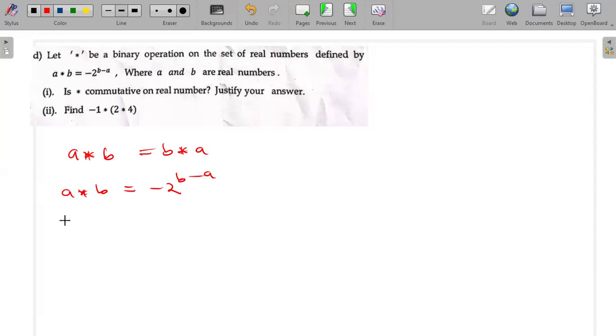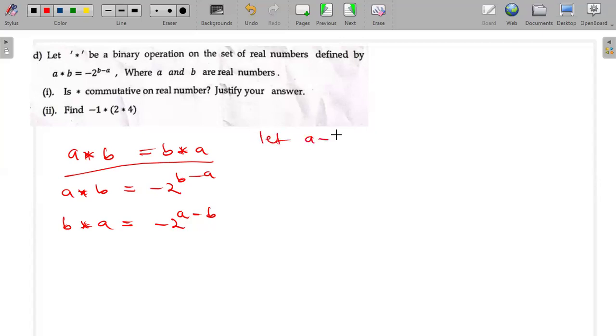And then what is b star a? So b star a is going to be negative 2a, then there I have what? I have minus what? Minus b. So if I do this and that they are equal, then it's going to be commutative. Okay, but then if I find any counterexample where this does not hold, then this fails to be what? To be commutative.